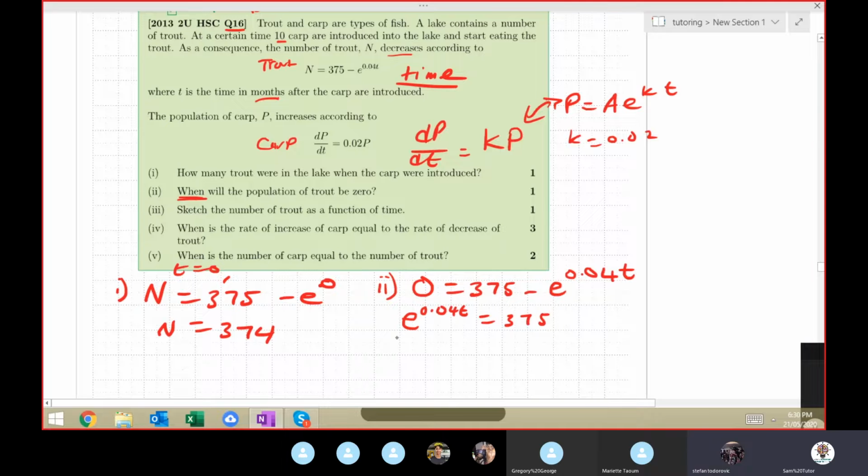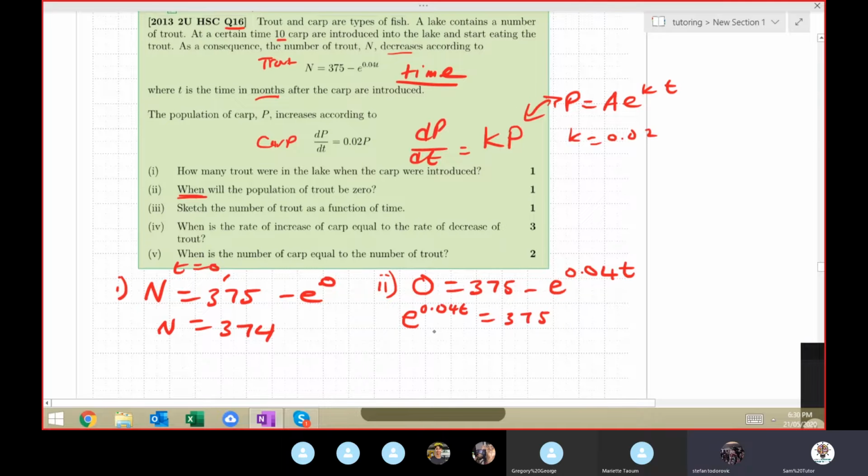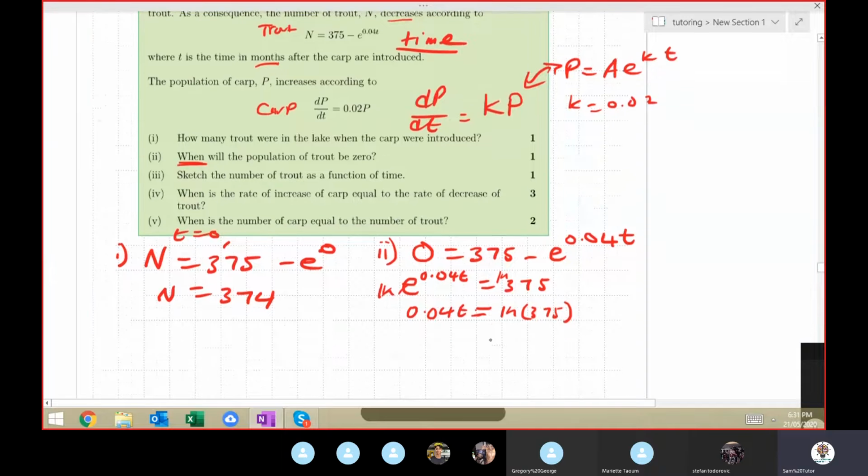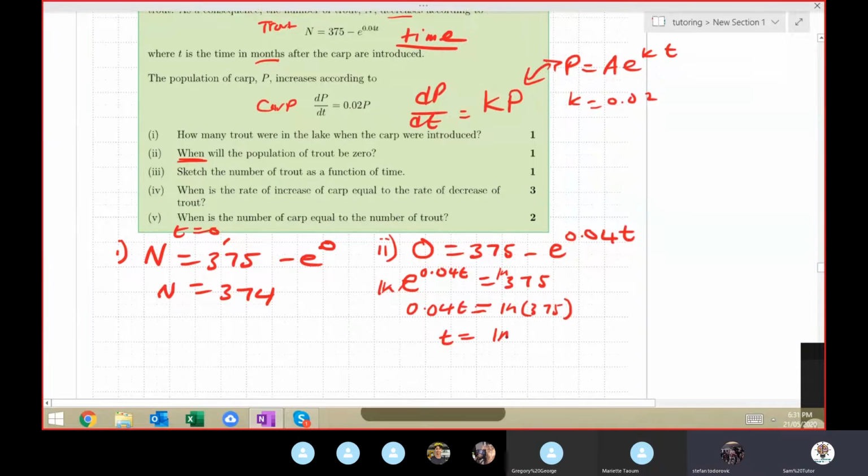And then now you want to get rid of the E? Yeah, log it. This will cancel out. You're left with 0.04T equals ln 375. And then put ln 375 over 0.04 to get T by itself. ln 375 divided by 0.04, you get T is 148.